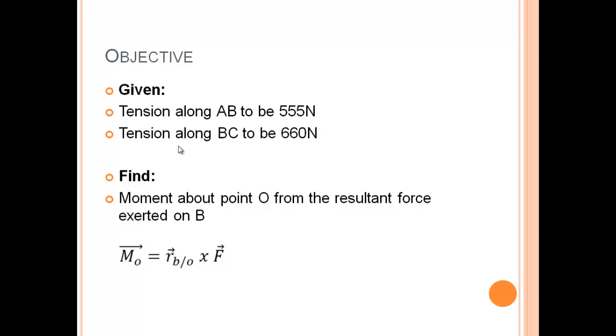We are given the tension along AB to be 555 newtons and that along BC to be 660 newtons. Ultimately, our goal is to find the moment about point O from the resultant force exerted on B. In order to do so, we will need a distance vector pointing from O to B and cross that with the resultant force vector.